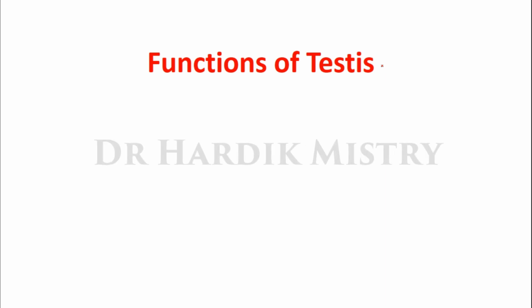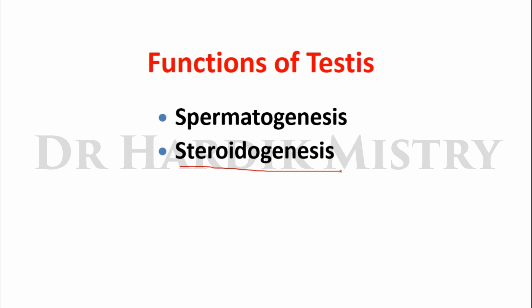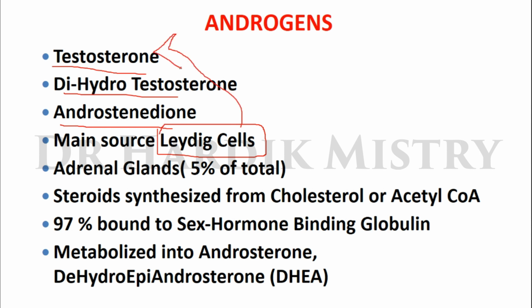Now the functions of testis. Second function, steroidogenesis. Androgens. The first, testosterone, is the reproductive hormone of the male. Dihydrotestosterone, androstenedione. The main source for the testosterone is the Leydig cells. Leydig cells secrete the hormone testosterone.